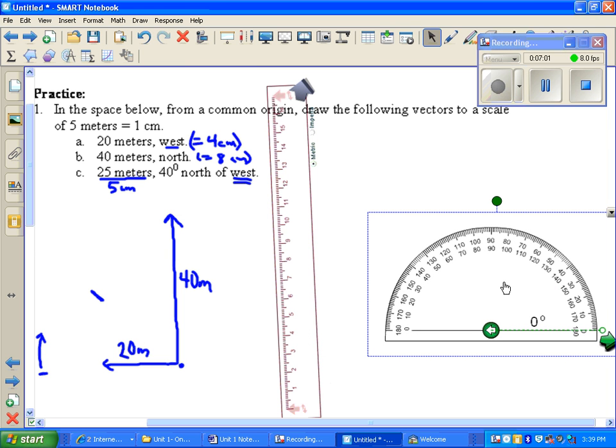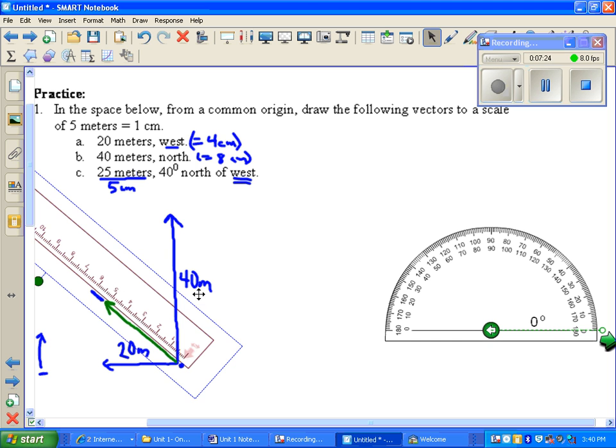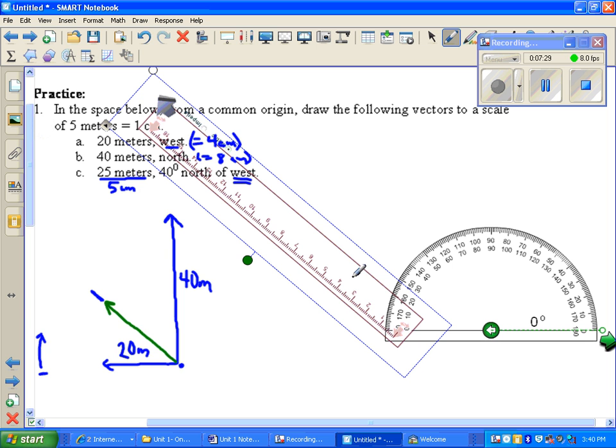I'm going to pull my protractor out of the way. And now I have to measure along that line 5 centimeters from the origin. So now I've moved my ruler over so that it's right along my 40 degree line. Now I'm going to draw in my vector, and I have to make it 5 centimeters long. I'm going to draw it in like so. If I want to be particular about this, I'll label that this angle down here is 40 degrees and that this represents 25 meters.